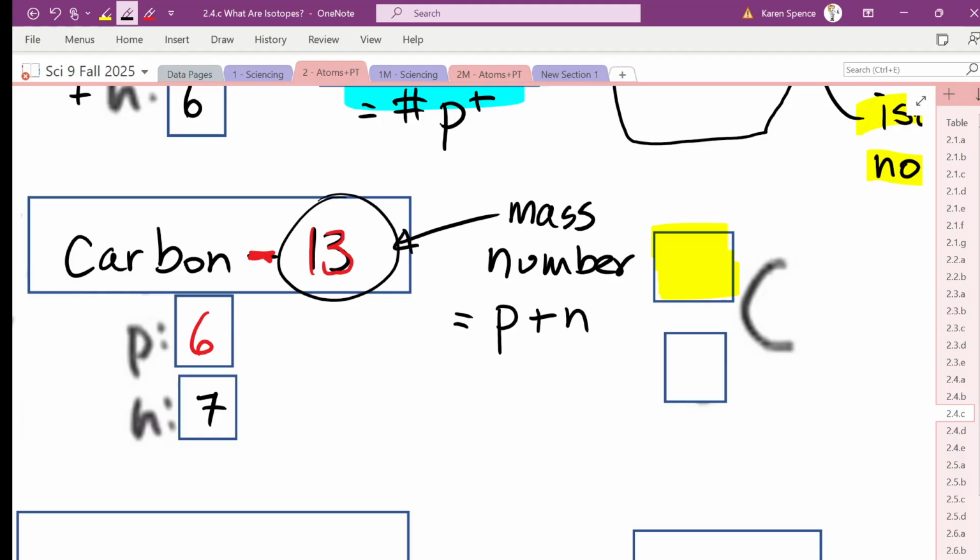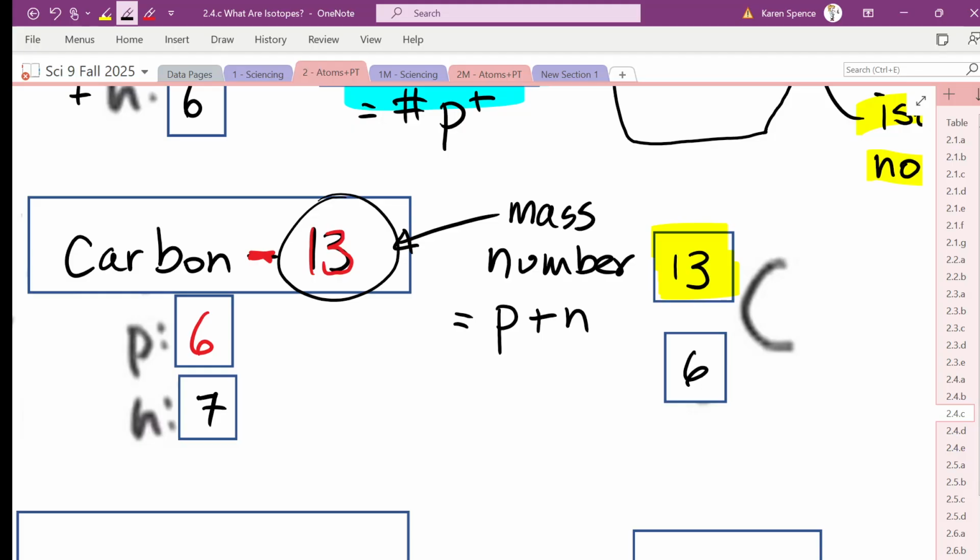What number goes in the yellow box? 13. Okay, mass number. And what number goes in the bottom box? 6. That bottom number will never change for carbon. It will always be 6.